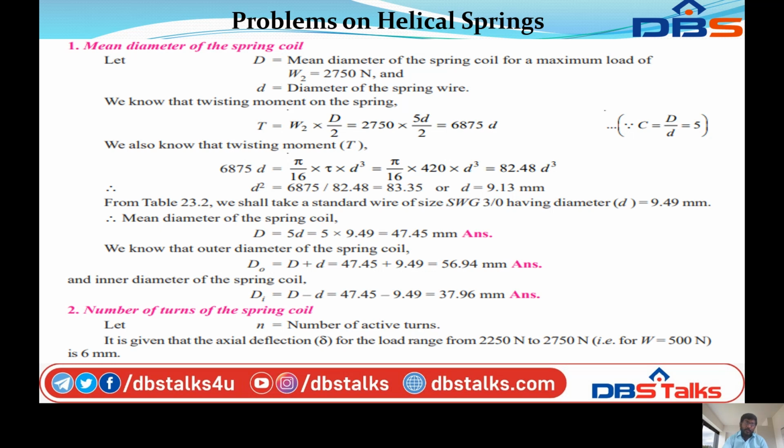Let D be the mean diameter of the spring coil for a maximum load W2 equal to 2750 newtons, and small d the diameter of the spring wire. We know the twisting moment of the spring T is equal to W2 into capital D by 2. So W2 is equal to 2750 into capital D.